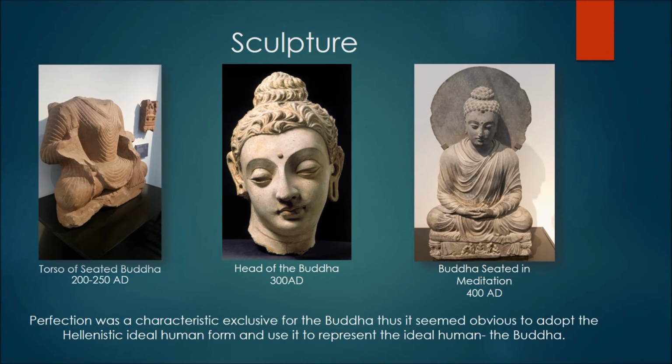4th century Buddhist art began to return to the idea of iconography. However, the Buddha was no longer represented in the Buddhapada, but in human form. The Greeks' representation of heroes and the divine inspired the transformation of the representation of the Buddha. Perfection was a characteristic exclusive for the Buddha. Thus, it seemed obvious to adopt the Hellenistic ideal human form and use it to represent the ideal human, the Buddha.